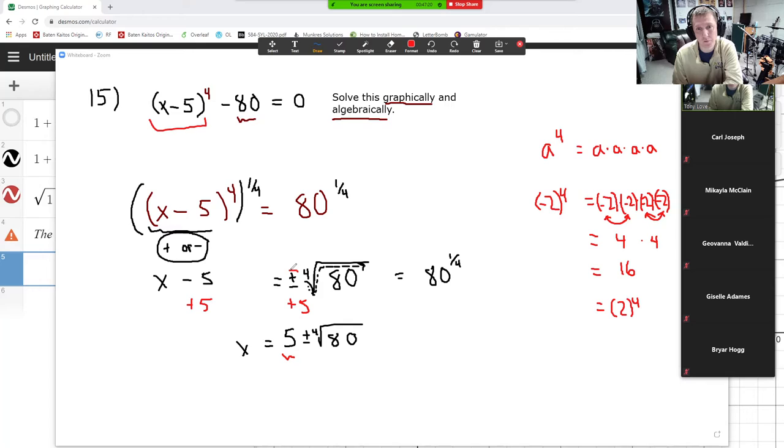So where did this plus or minus come from? It came from the fact that we had this 80, which was the result of taking some number x minus 5. I don't know what that is. x minus 5 could be positive, could be negative. All I know is when you take it to the fourth power, you get 80.